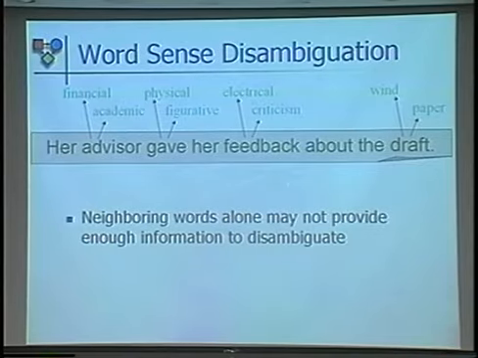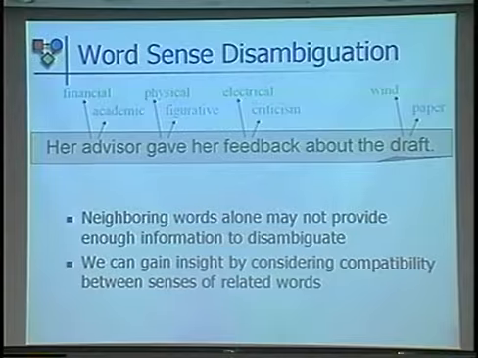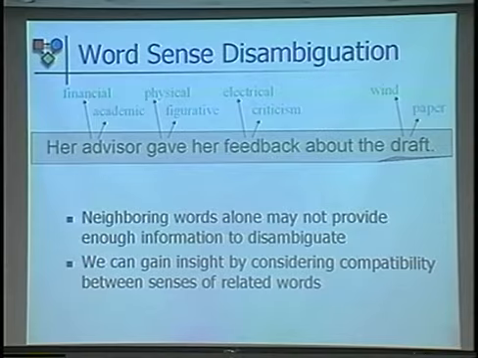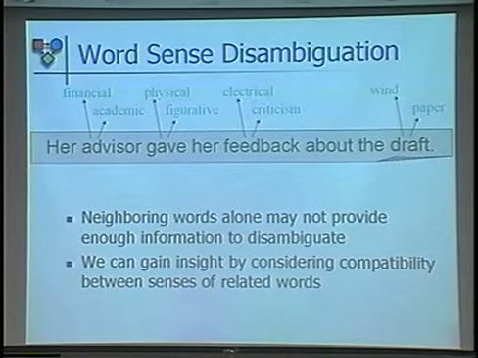Now, neighboring words are what one typically uses to do disambiguation. You look at the neighboring words and try to figure out, based on those, what is the most likely label for each word. That works surprisingly well, but it might not be enough. Maybe you can gain more insight, this is hypothetical, by considering compatibility between senses of related words. Related words can be nearby words, but they can also be senses of words that might not be nearby in the traditional sense, like the subject and the verb of the same sentence. Or, more interestingly, the same word that appears earlier in the document, as in the single sense per discourse that is so powerful in doing disambiguation in many cases.